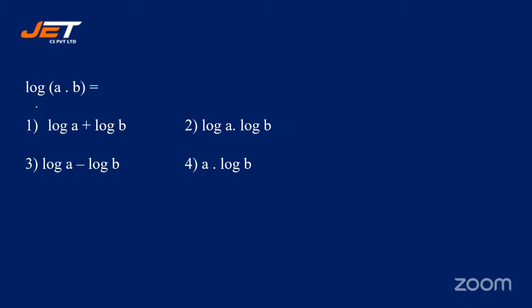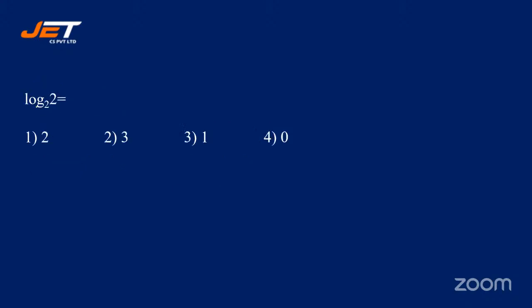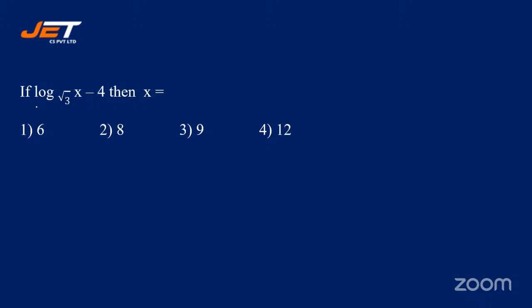See the next question. Log a into log b is nothing but log a plus log b. Very simple and very easy question. If you get this in the exam, I'm sure everybody would score this question, right? So log a plus log b. See the next question. What is log 2 base 2? Log 2 base 2 is nothing but 1, right? Yes. Next question you see. Log x base root 3 is 4. Then what is x?